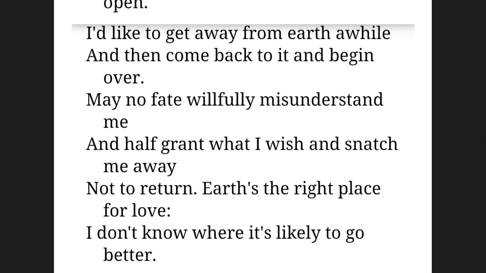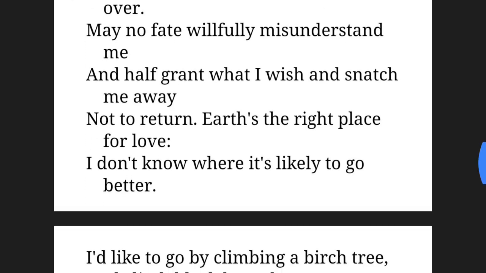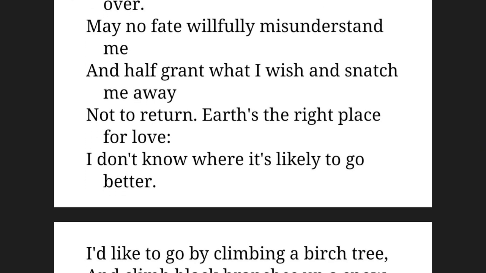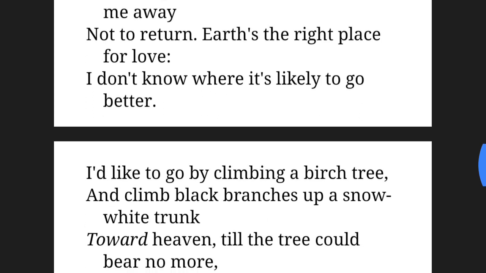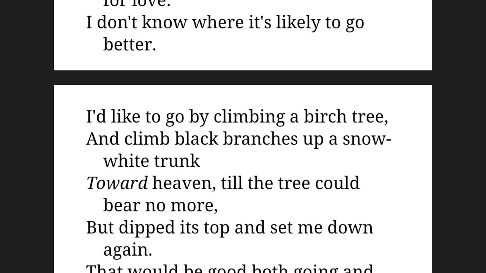Earth's the right place for love, because I realize, says the poet, that the earth is the right place for love, that is for loving and be loved. I don't know where it's likely to go better. So he says, I don't know any other place which can be better than to have life and to live here on earth. I would like to go by climbing a birch tree and climb black branches up a snow white trunk toward heaven till the tree could bear no more, but dipped its top and set me down again.